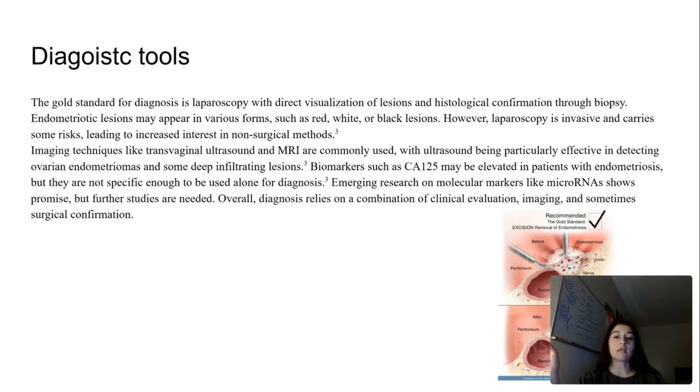So the ultrasound is going to be particularly more effective in detecting ovarian endometriomas and some deep infiltrating lesions. There's also going to be some genetic biomarkers such as the CA125 that is typically elevated with patients with endometriosis, but it's not specific enough to be used alone for diagnosis. But overall, this diagnosis does rely on a combination of clinical evaluation, imaging, and sometimes surgical confirmation.